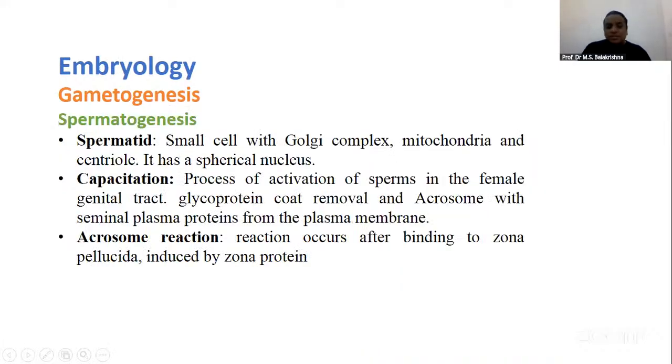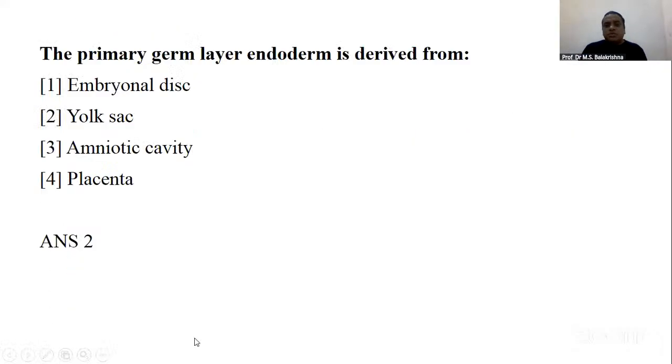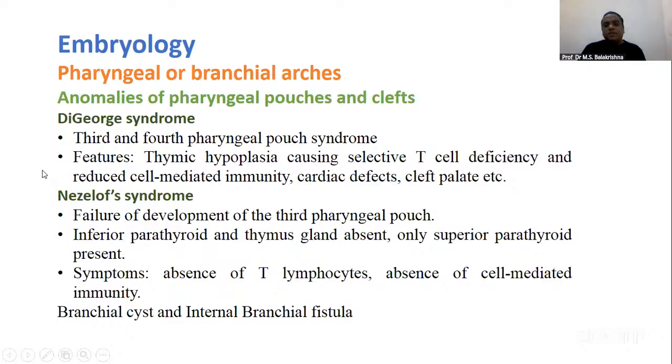Spermatid is a singular term. It is a small cell with the basic structure: Golgi complex will be there, the powerhouse will be mitochondria, and there will be centrioles. Then you should be completely aware of the structures of the spermatozoa and your ovum structure also, because everything begins from the ovum structure. Later when fertilization happens, the things develop from there only.